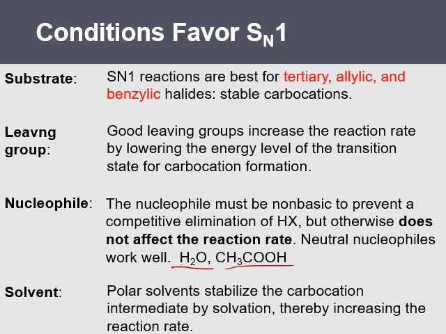For solvent, the best solvent is a protic solvent, because it can stabilize the carbocation, and the carbocation is the intermediate. When the carbocation is stabilized, the first transition state is also stabilized. That lowers the activation energy and increases the reaction rate for SN1 reaction.